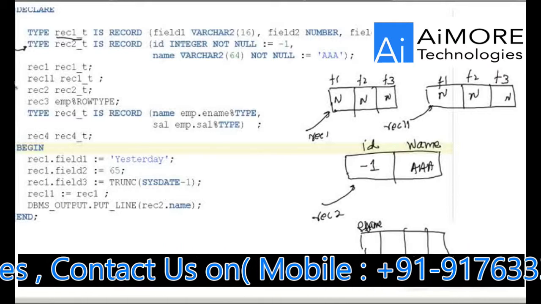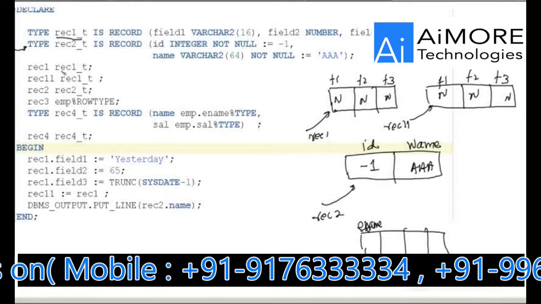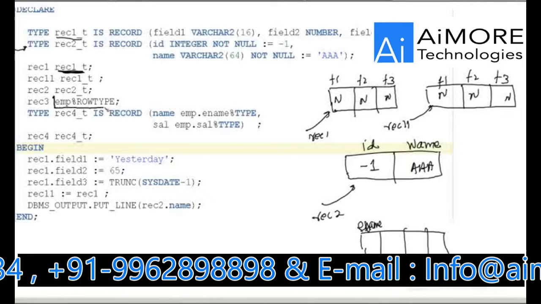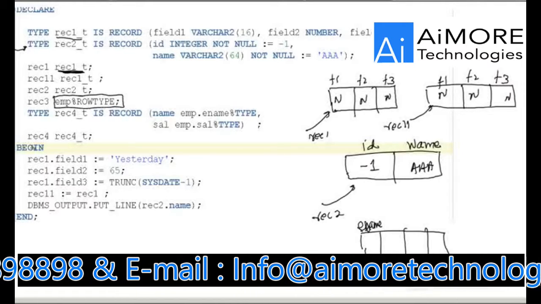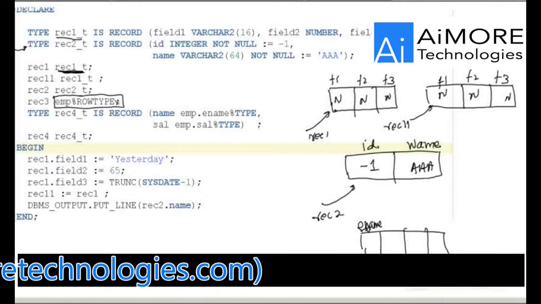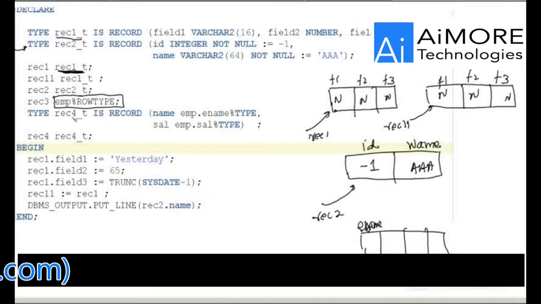Look at the difference between number 9 and number 6. In number 6, I'm saying this type. But here, by default, my record is of employee%rowtype. So this is a reference type, which we discussed in some of the previous videos.